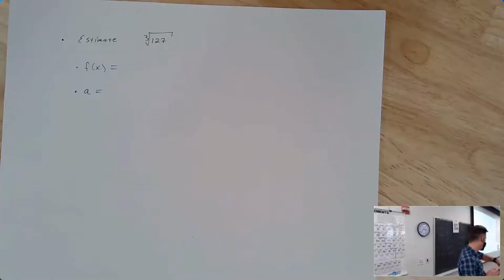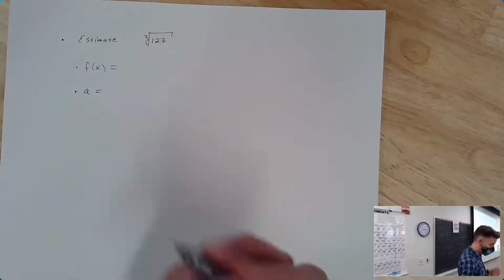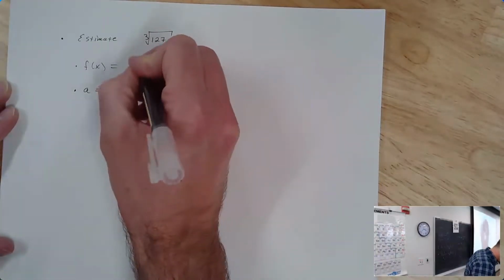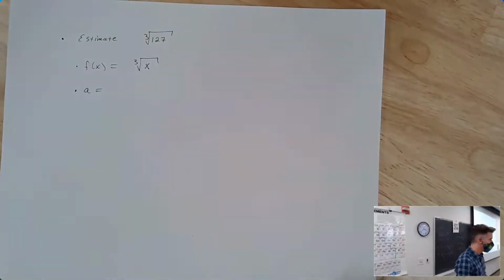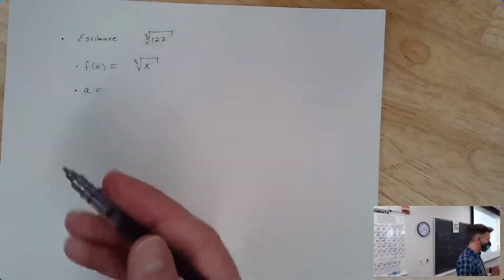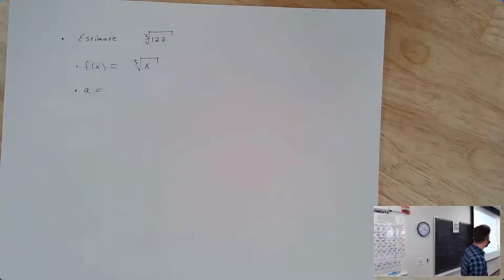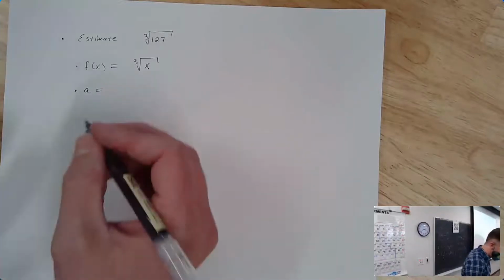All right. The function is definitely the cube root of x. Yes, you could totally make a lot of different choices, but this is the one choice you should make. The a value might be slightly harder to find. So let's pretend like we didn't just know it right off the top of our heads. If you don't know what value is close to 127, it's easy to take the cube root of, start finding cubic numbers. You can start small.